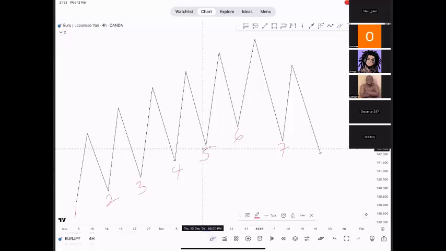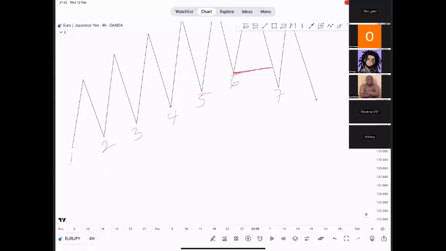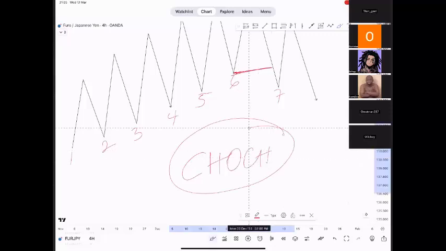Now, imagine this scenario. 7 went below 6, which is where the abnormality now comes in. It means that 7 has taken out a protected level, right? The moment price goes below an area of protection on the charts, something has happened, and that is what we call a change of character. You see people name it on their chart as CHOCH, or you see people pronounce it as chalk, whatever. Why? It is a change of character.